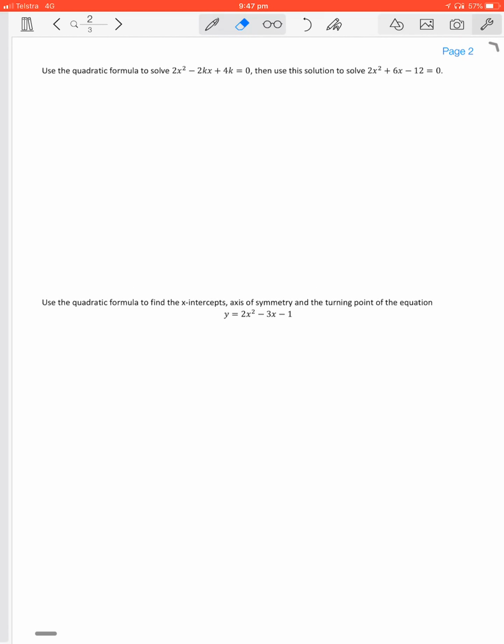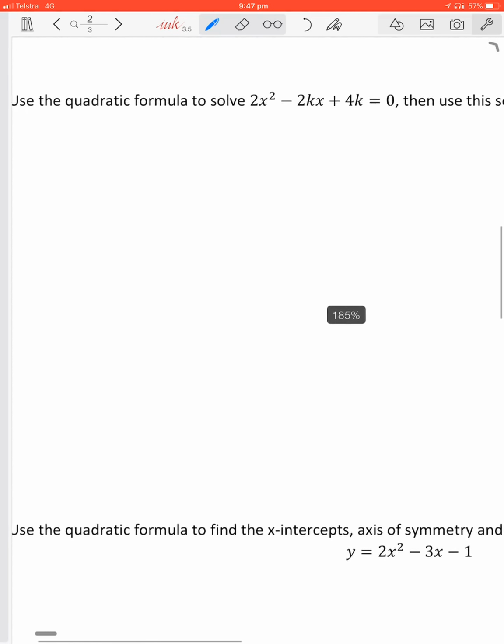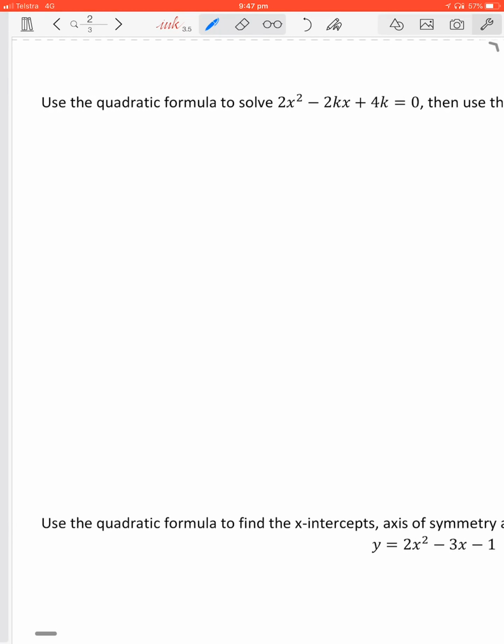Okay, so here, use the quadratic formula to solve this. Then use your solution to find this. So first we've got to use the quadratic formula. So forget about this for the moment. Move it off to the side. Here, I get a equals 1, b equals -2k, because it's the coefficient, whatever's in front, c equals 4k.